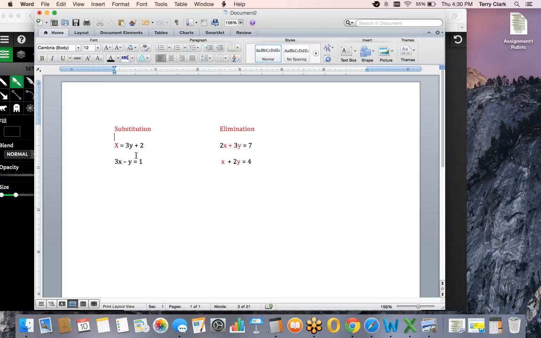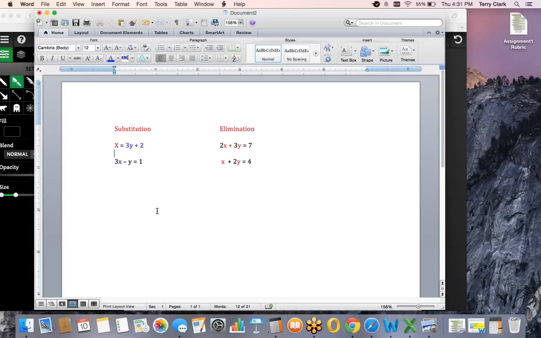In the substitution method, we'll simply take out the x and put in, I'm going to change it to blue, right here where you see the x at the bottom. That's where the substitution will go. We'll take out the x and put in the 3y plus 2. In the elimination method, when both variables are on the same side, we've got to find the opposite of 1.